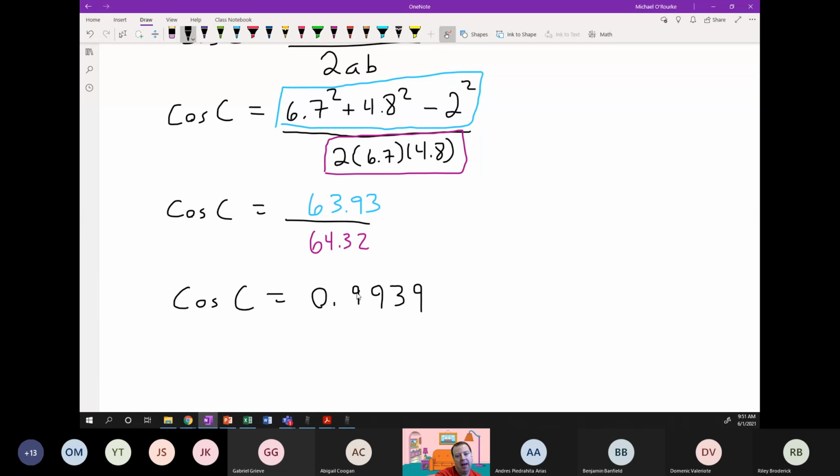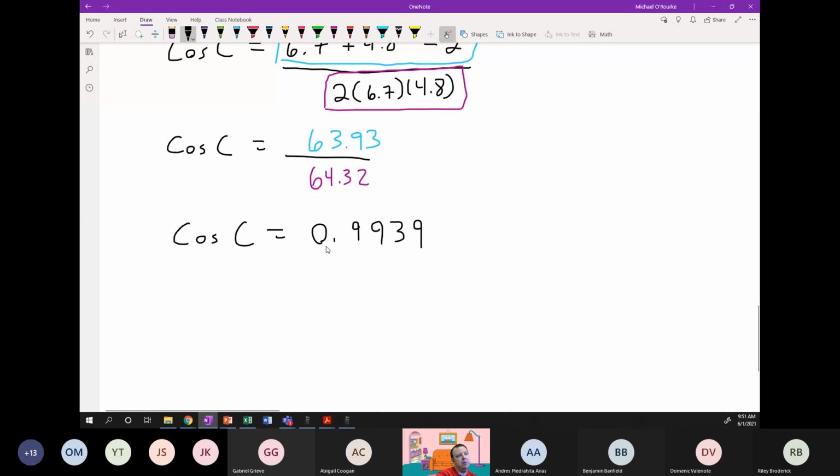Now, does that make sense for an angle? Or what do I have to do to this here? I have cos C equals 0.9939. What do I need to do for this last step? Because I just want C by itself. Good, isolate C. Perfect. Now tell me how to do it. It's like you telling me you want me to make a cake for your birthday, but you never tell me how. What's going to go in front here? Good. Cos to the negative 1.